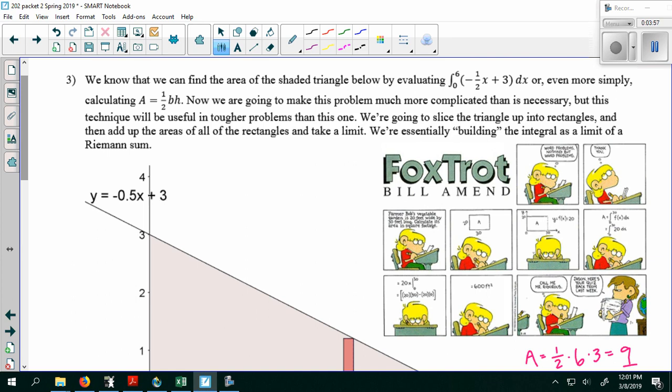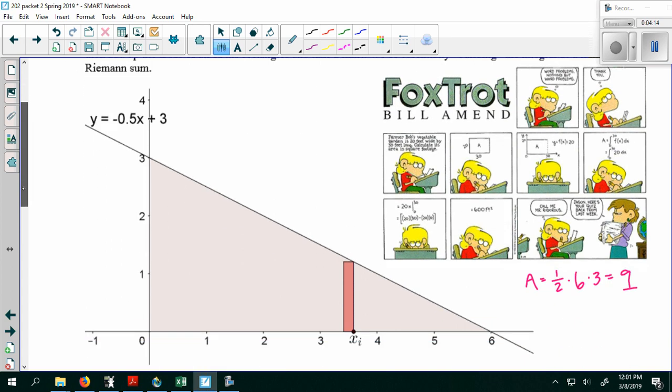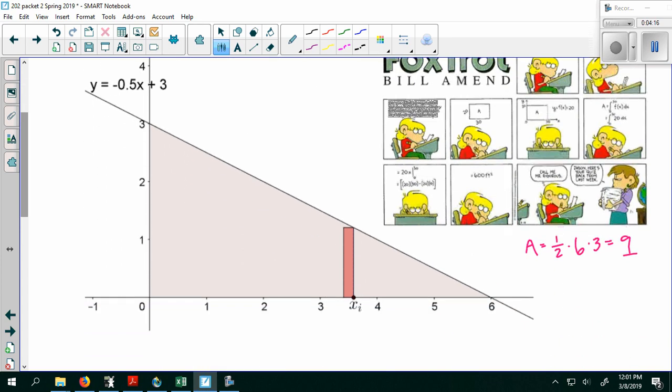Okay, so I want to find the area of this triangle, and I'm going to use this technique of slicing. So I'm going to slice the triangle up into rectangles. I'm going to add all those areas up, and I'm going to take a limit. We're essentially building the integral as a limit of a Riemann sum. Okay, so here's my triangle. I'm going to build a bunch of rectangles and add them all up, okay?